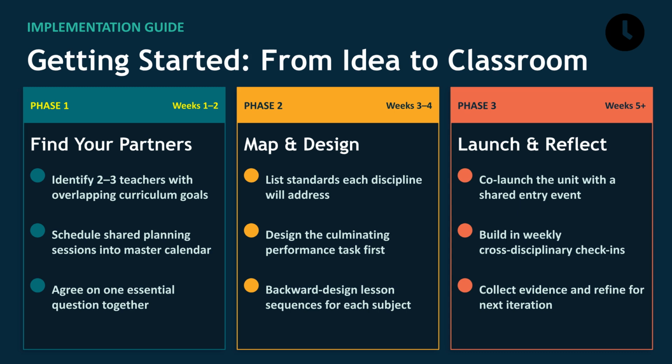Getting started involves 3 phases. Phase 1 is finding partners and agreeing on an essential question. Phase 2 is mapping standards, designing the performance task, and backward designing lessons. Phase 3 involves launch and reflection for refinement.